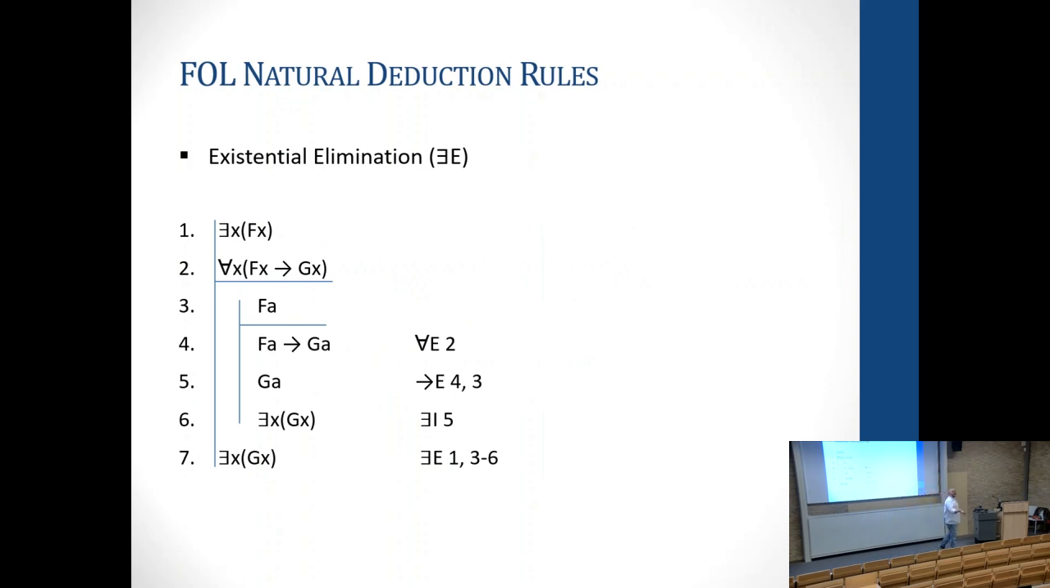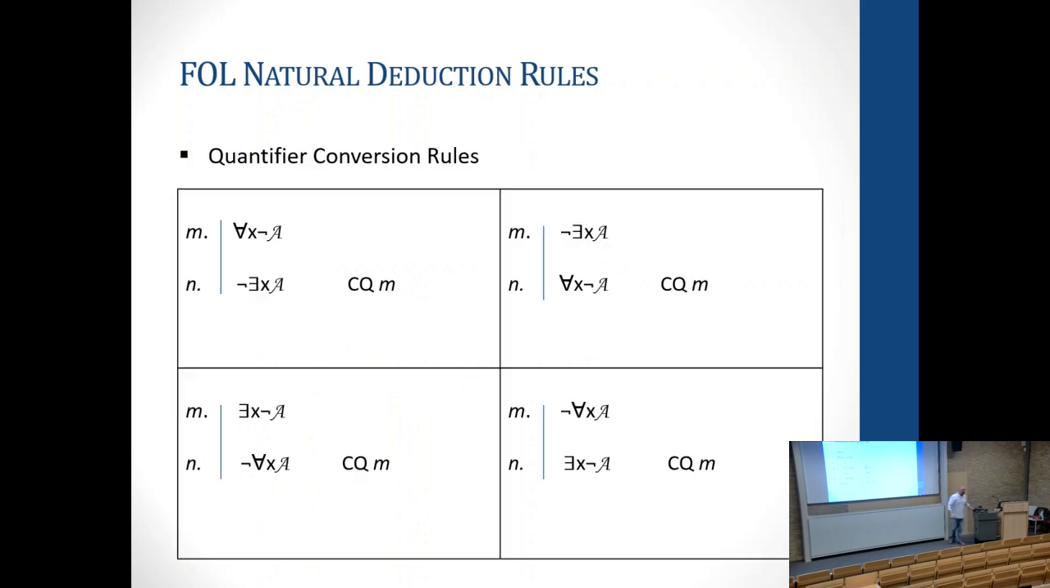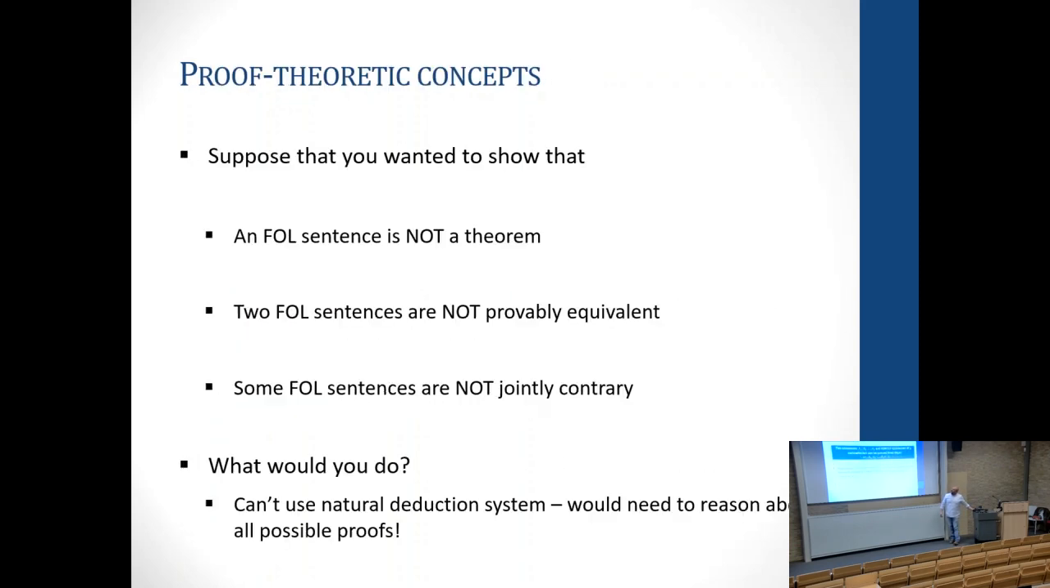The fact that there is some possible proof that starts with some assumptions and gives us our sentence doesn't show me that there isn't also a possible one starting from no assumptions at all. So, how do we show that a sentence isn't a theorem? Well, here's the trick. We can't do it with natural deduction. This is FOL. So what would we do to show that a sentence is not a theorem?